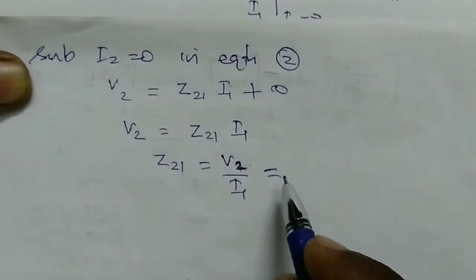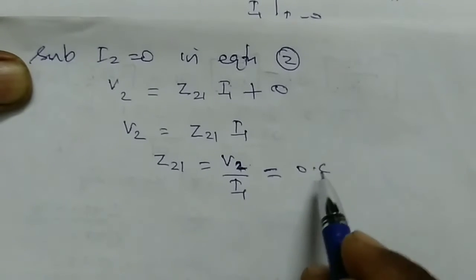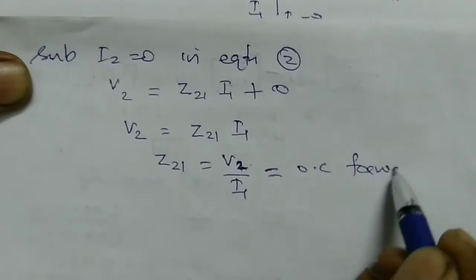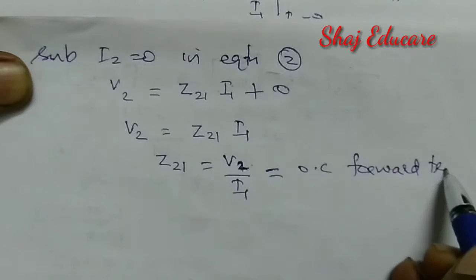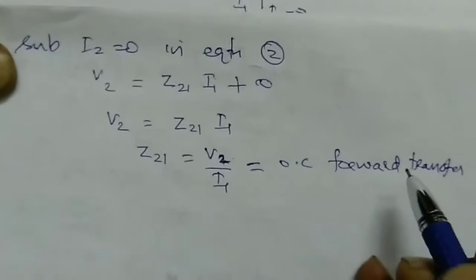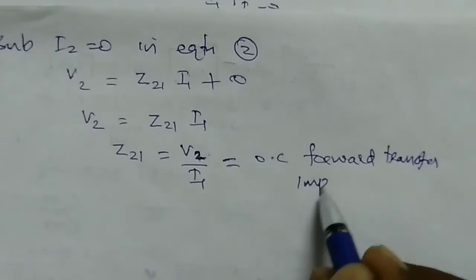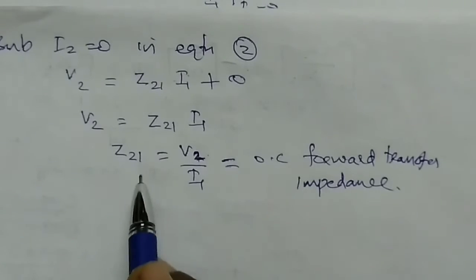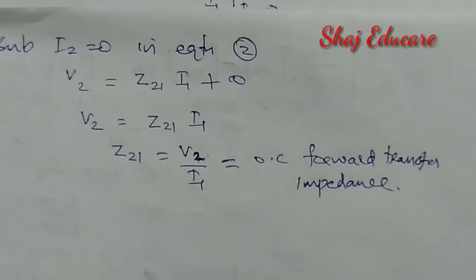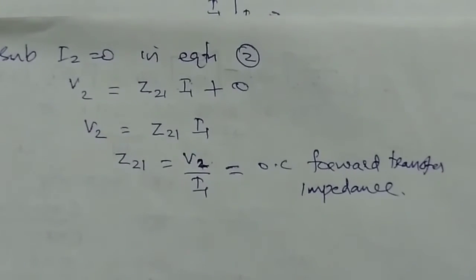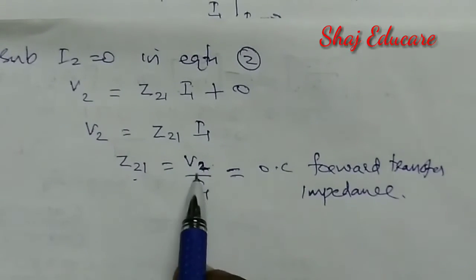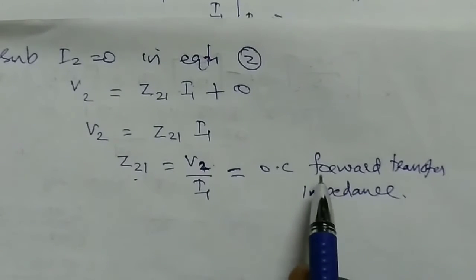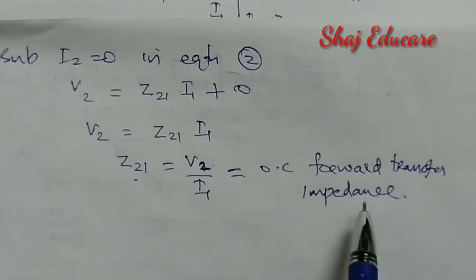Basically, this is a voltage by current ratio, but it is a transfer ratio. So let us call this open circuit forward transfer impedance ratio. So now we obtained the second Z parameter, Z21, that is equal to V2 by I1, known as open circuit forward transfer impedance.